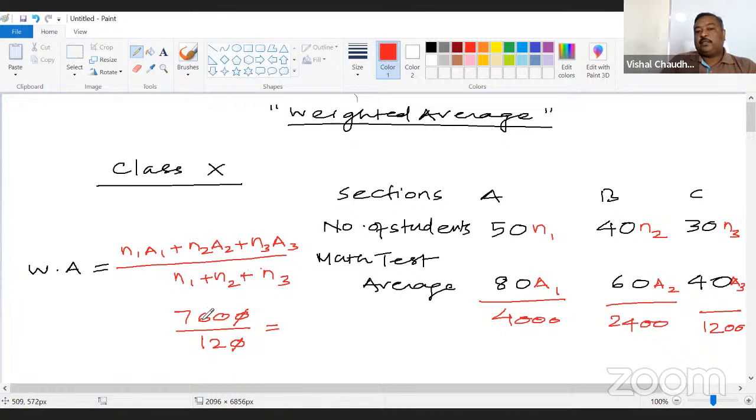So 12 5s are 60, 12 6s are 72. Remaining is 440. So 12 3s are 36, and we have again a 4. So decimal 40, 12 3s are 36, and your answer will be 63.33. That is your class average, and this is your weighted average, nothing but your weighted average. Is it clear?